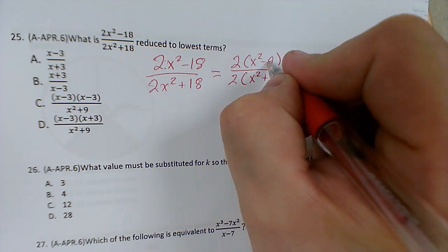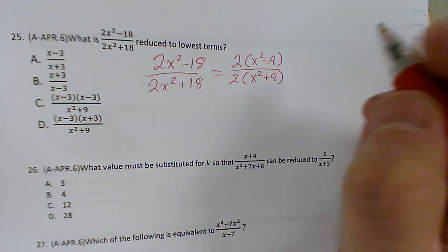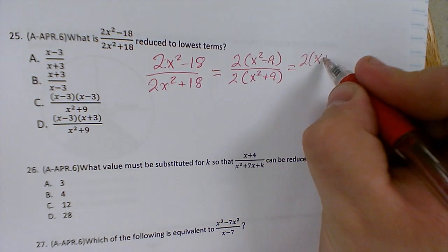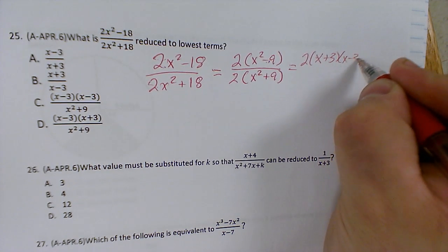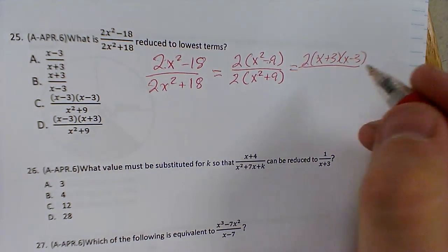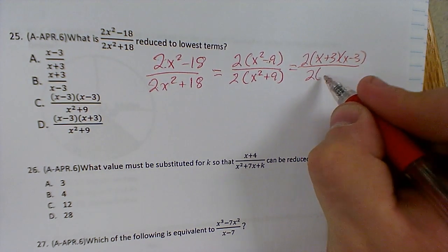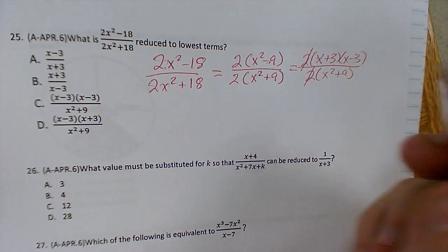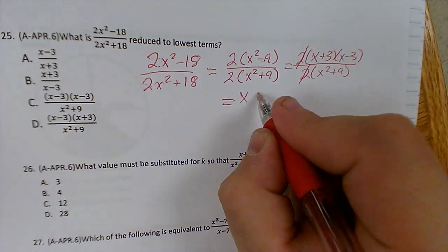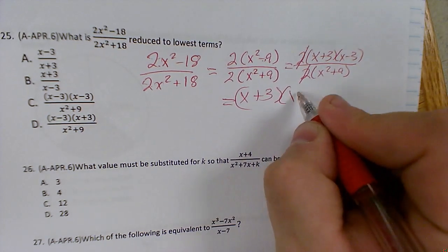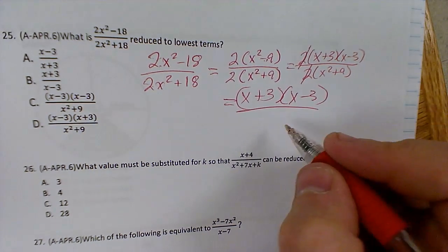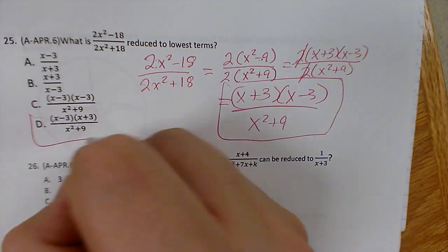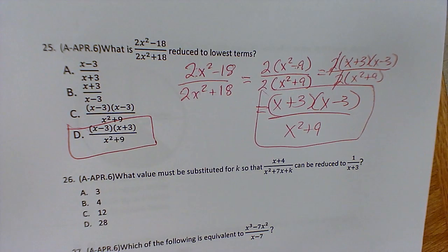So this is what we call a difference of squares on the top. So we actually factored that into x plus 3, x minus 3. And on the bottom, we would have 2, and then the x squared plus 9. You can't factor it. So what's left? Well, we can cancel out the 2's. So we're left with x plus 3 over x minus 3 over x squared plus 9, which is answer choice D.